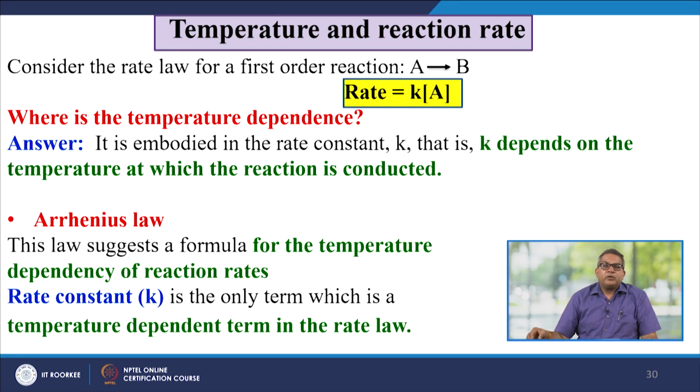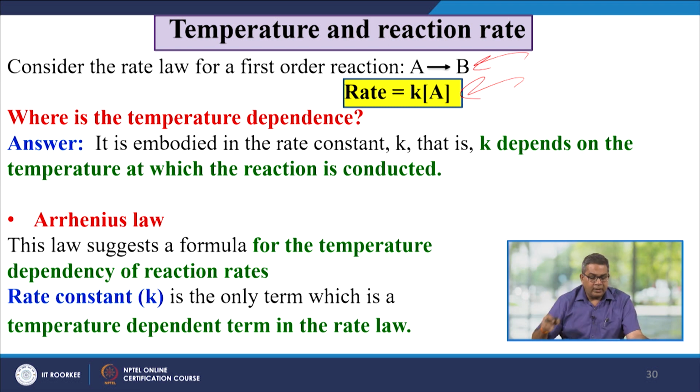Now let us talk about temperature and reaction rate. Consider the rate law for the first order reaction, where our basic equation remains the same, A converting into B. So the rate is given as K times the concentration. Where is the temperature dependency? The answer is that it is embodied in the rate constant K, and K depends on the temperature at which the reaction is conducted. So this is the basic question.